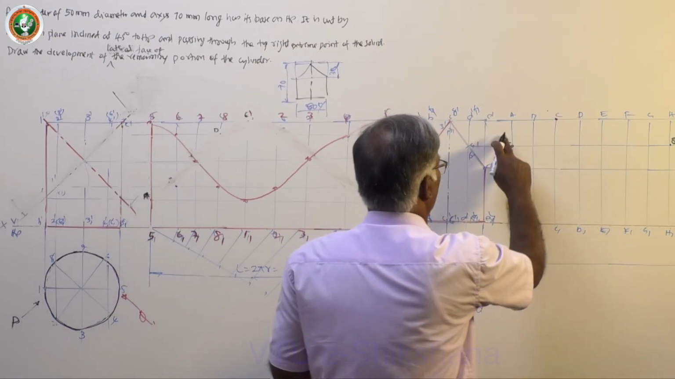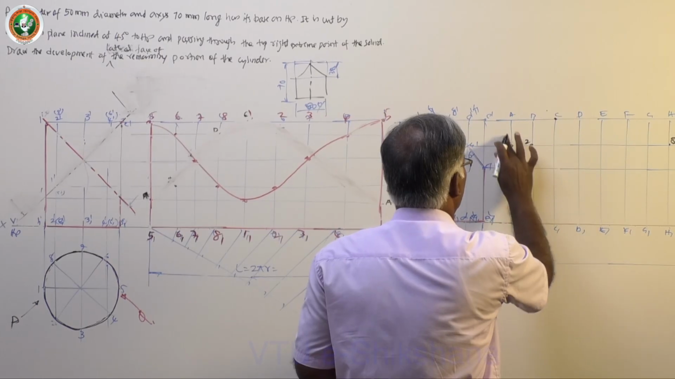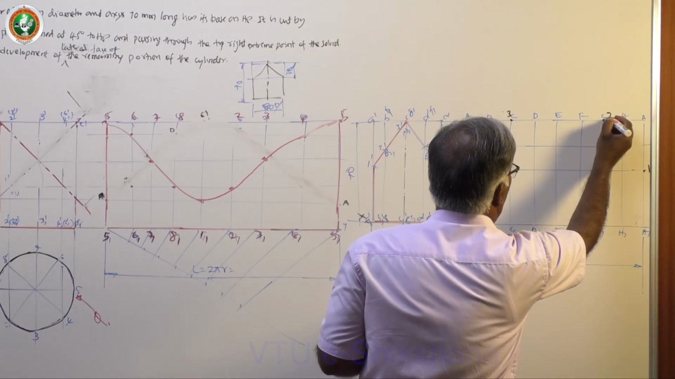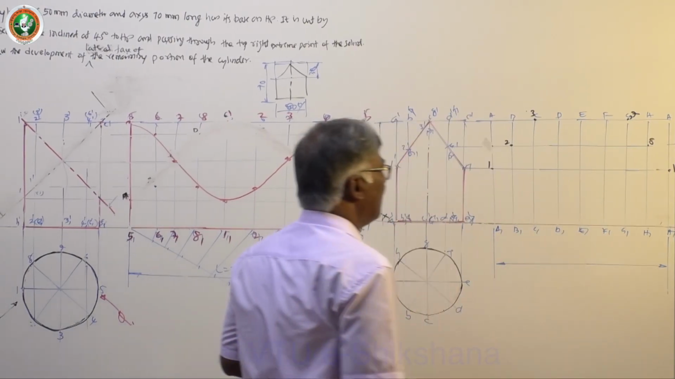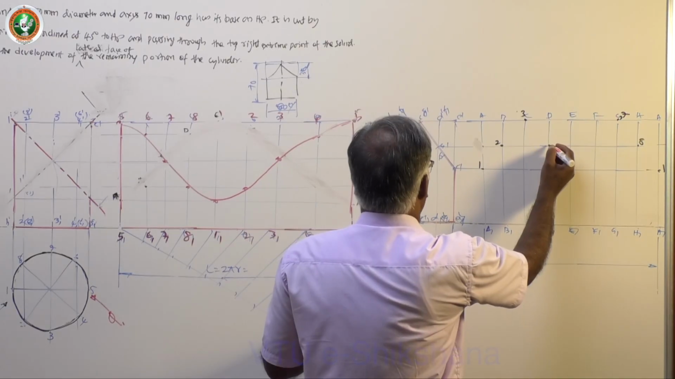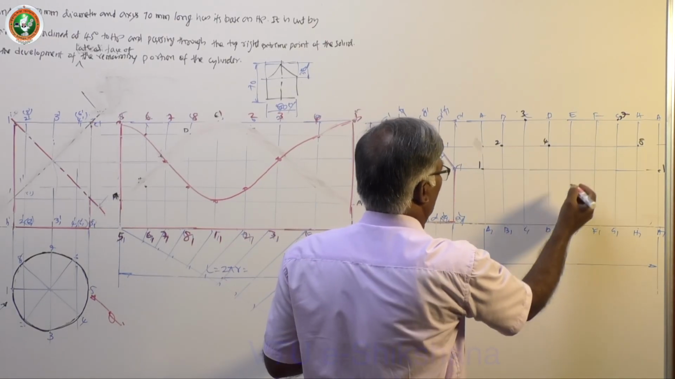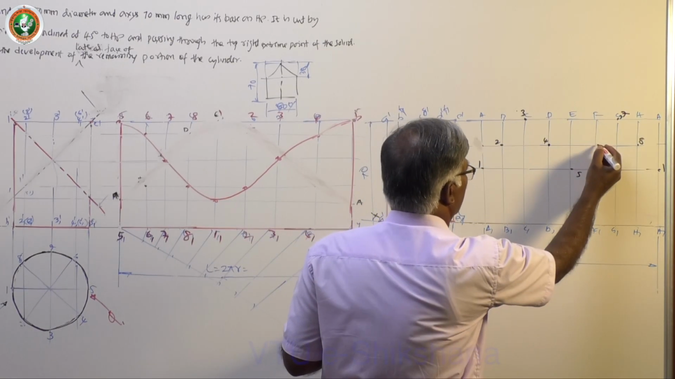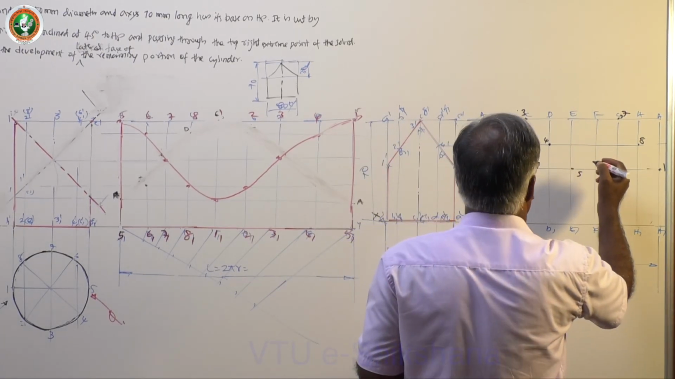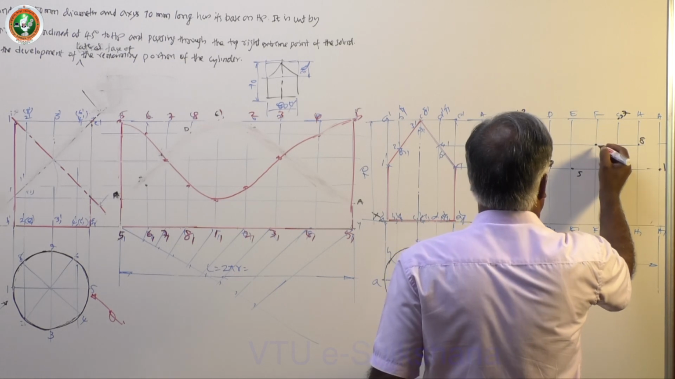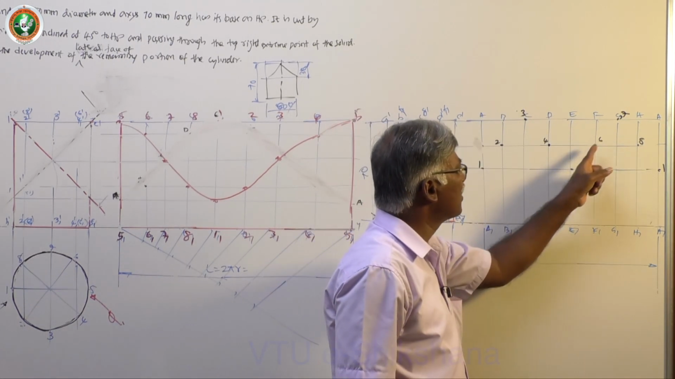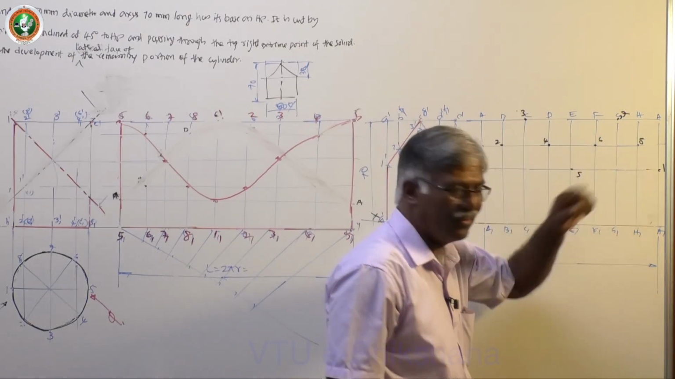Sorry, this is 2, this one is 3, this is 7, G. Next point is D4 and then 5 for E, then this is 6 for F. Yes, 1, 2, 3, 4, 5, 6, 7, 8, 1.